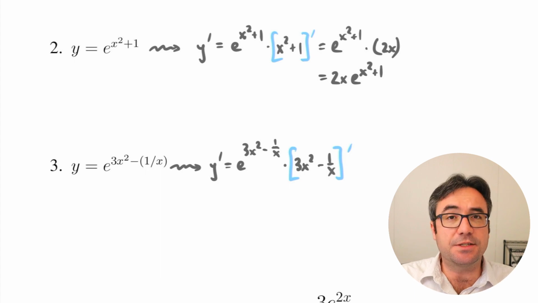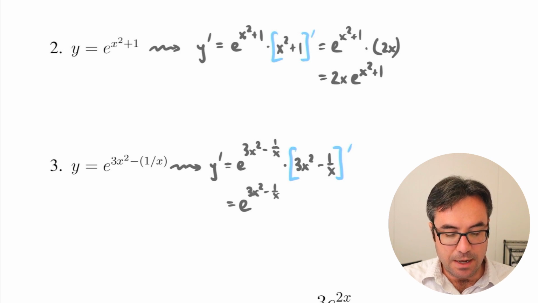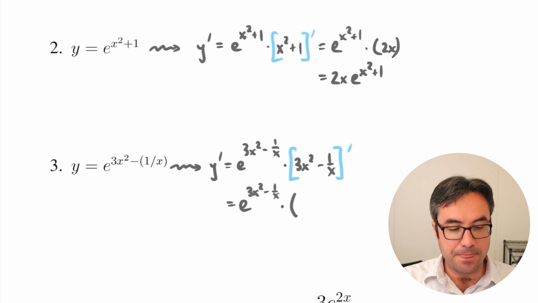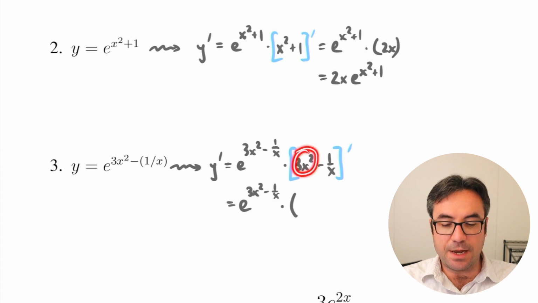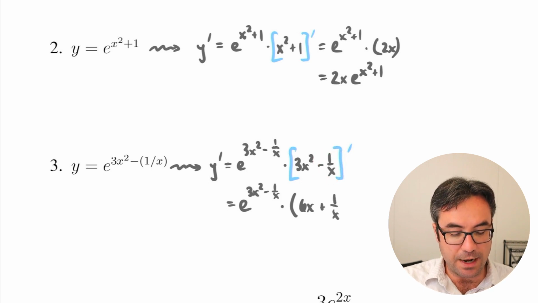All right, so that's the chain rule. That's the general exponential rule. And then we just keep going, get the derivative. So the first part here we're done with. That just stays as is. And then we're going to multiply by the derivative of 3x squared, which is 6x. And then the derivative of minus 1 over x is going to be plus 1 over x squared.